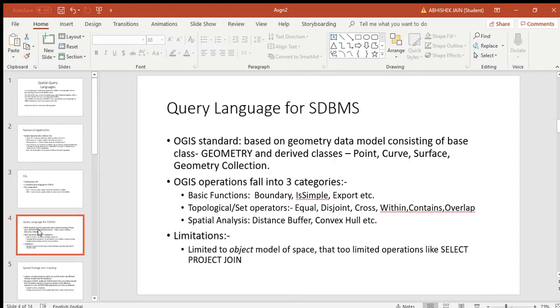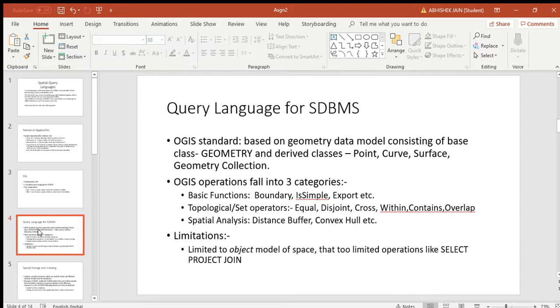Now let's study query languages for spatial database management systems. The OGIS standard is based on a geometry data model consisting of a base class geometry and the derived classes point, curve, surface, and geometry collection. OGIS operations fall into three categories. First, basic functions, which include boundary, is simple, export, etc. Second, the topological or set operators, which include equal, disjoint, cross, within, contains, and overlap, etc. Third, spatial analysis, which includes operations like distance, buffer, convex hull, etc.